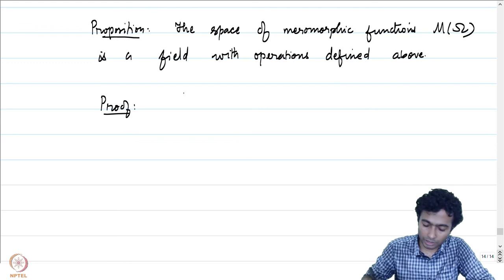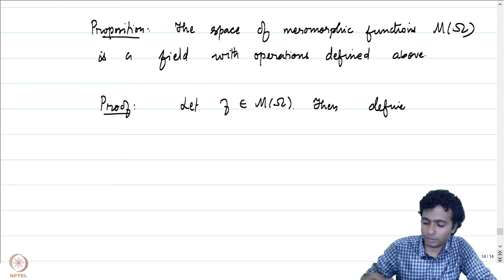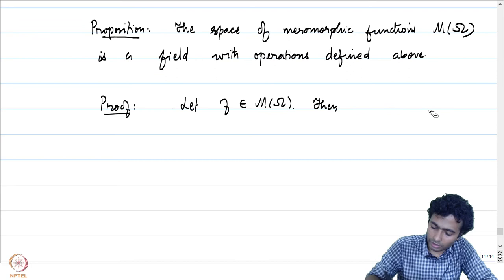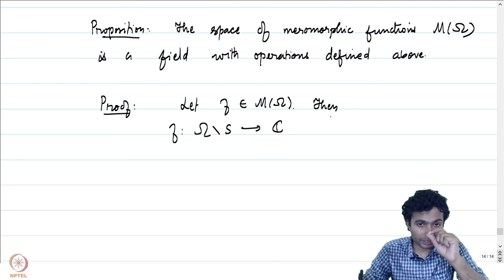So let f be in M of omega, then define g of z to be equal to 1 by f of z. What is the meaning of f being in M of omega? Let me not rush. Then f is a map from omega minus S into C, where S is a singular set where the function f can have either a removable singularity or a pole.